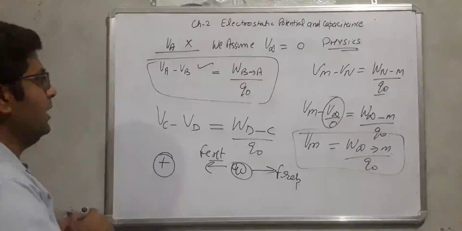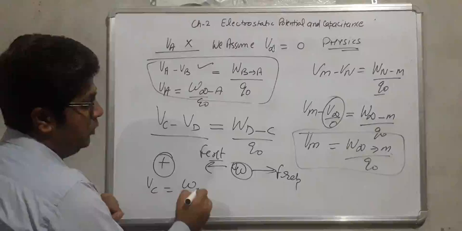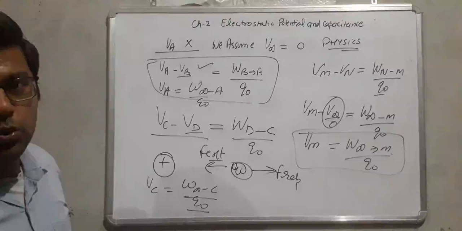Similarly over here, what is VA? VA is equal to the work done from infinity to A by the test charge. Similarly, what is VC? VC is equal to the work done from infinity to point C by the test charge. Because potential at infinity is equal to 0. Okay, this is all about this potential.